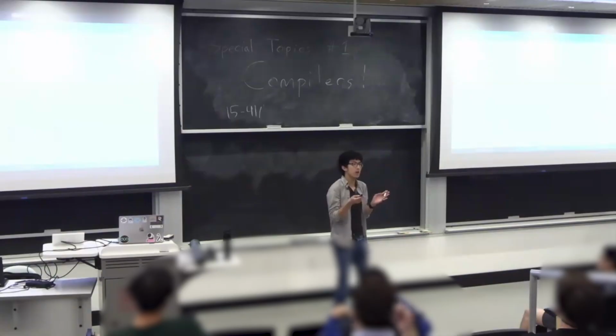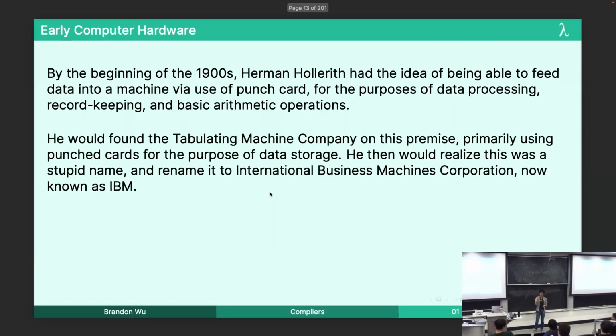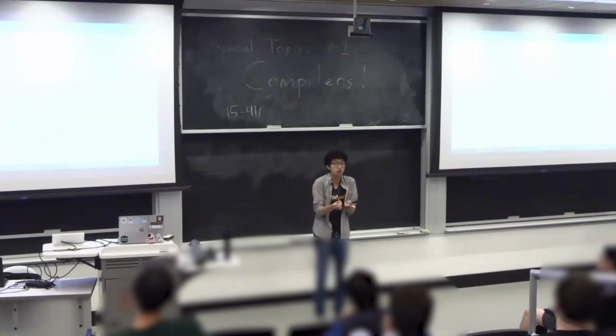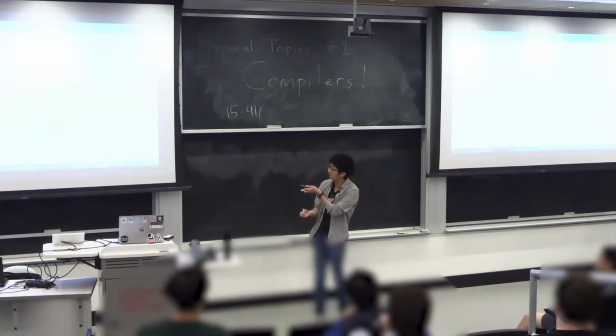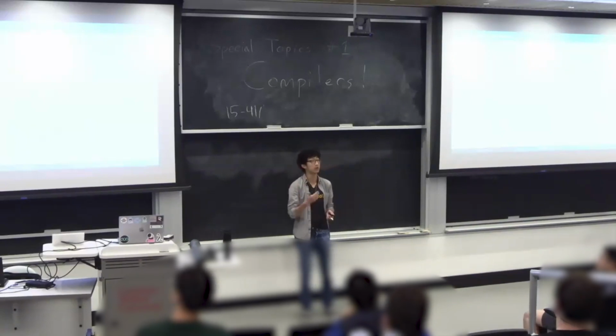All right, but then by the end of the 1900s, this guy called Hermann Hollerith, with a very alliterative name, had this idea that maybe we could put data in a machine via a punch card and use it for data processing, like the U.S. Census, like keeping records, and doing basic math. And he founded this company called the Tabulating Machine Company to use punch cards for data storage. And then he realized that name sucked, and then they became IBM, International Business Machines Corporation, which were big players in the original history of programming languages and computer hardware.